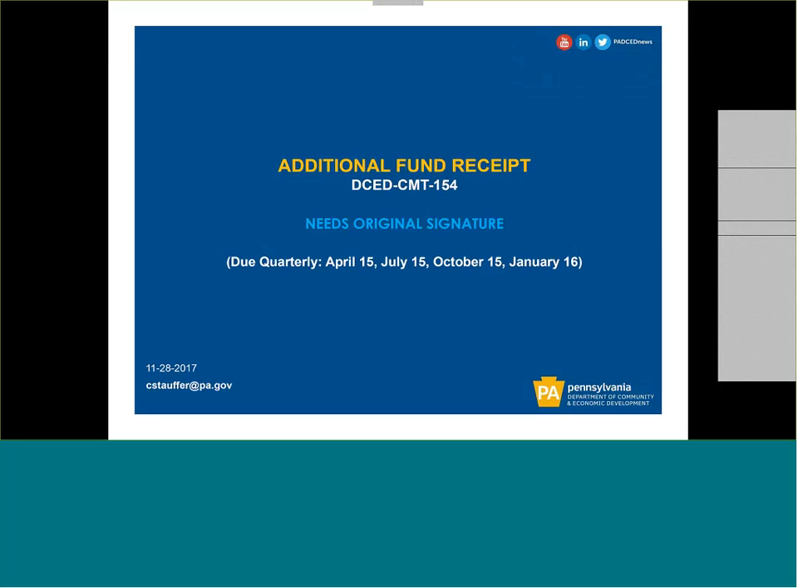Okay. Were there any questions? Yeah, we had a couple questions. For the forms that require original signatures, who should they be mailed to the attention of? They should be mailed to the attention of the person highlighted under the questions to be directed to. So, for example, the first one, additional funds report, receipt, it should be sent to Crystal Stauffer.